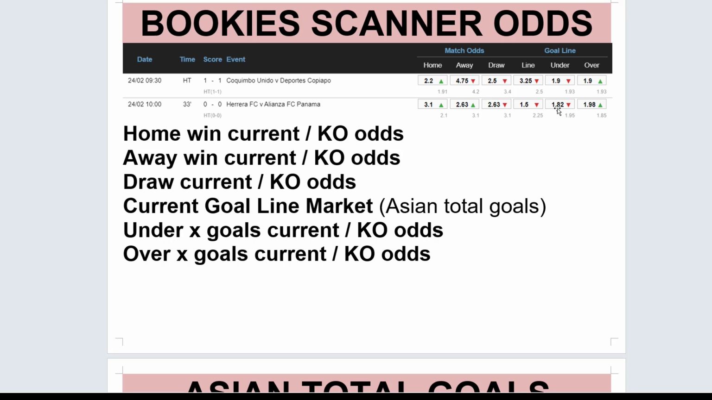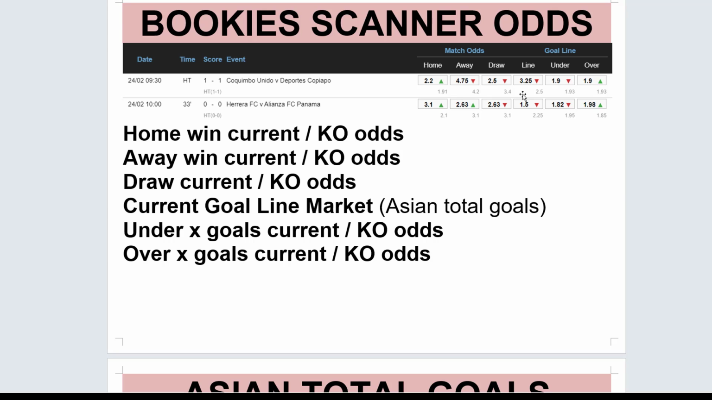And we understand that one quite easily. So if you think there's going to be under 2 goals, you bet on the under. And if you think there's going to be 2 goals or more, then you bet on the over. But the Bookie scanner displays things using the Asian total goals market style. You will see lines that say things like 3.25. For some people, that might be a little bit confusing. So I'll just quickly explain that.